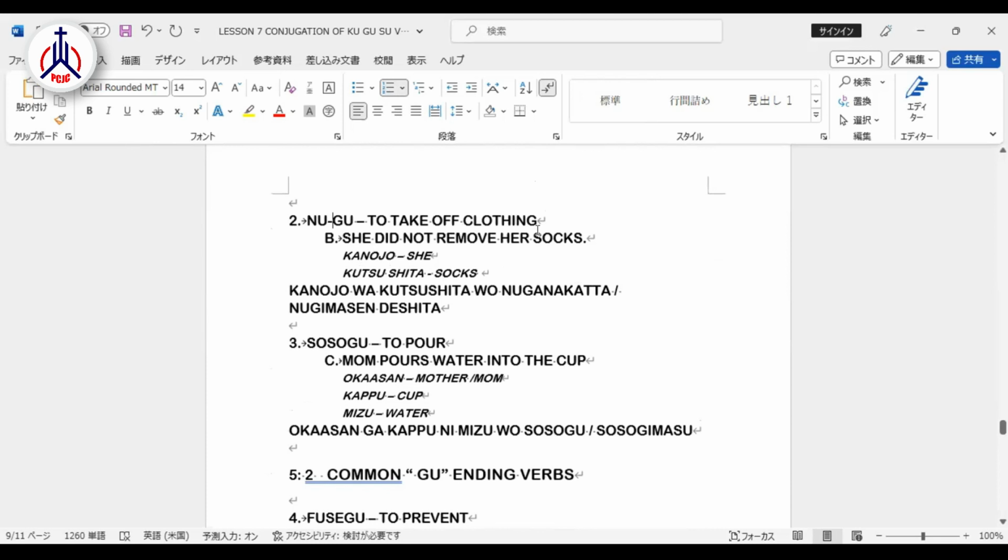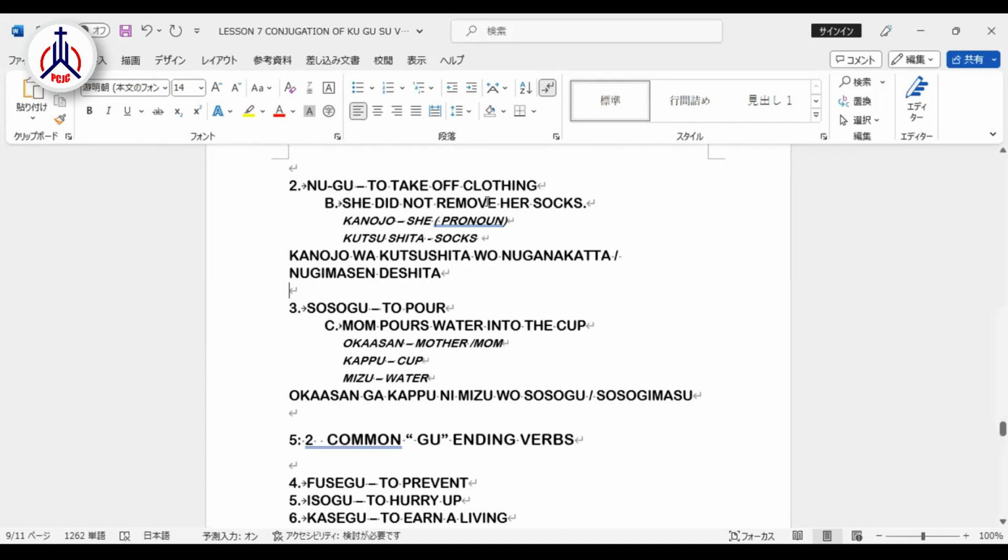She did not remove her socks. So this is a negative because of the words did not. Right? Negative. Okay? She is a pronoun. Kanojo. Okay, let's put here pronoun. Kanojo means she. And then kutsushita means socks. Okay? So she did not remove her socks.